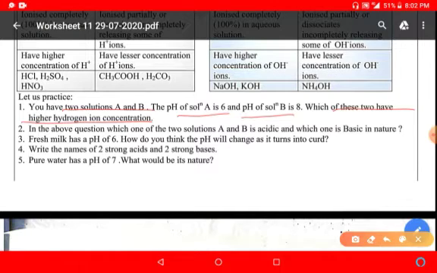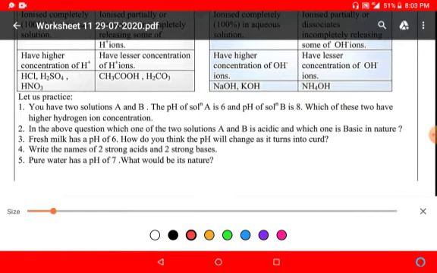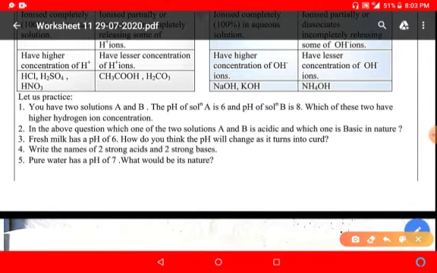On the basis of their pH values, we find out the hydrogen ion concentrations with the formula pH equals negative log 10.